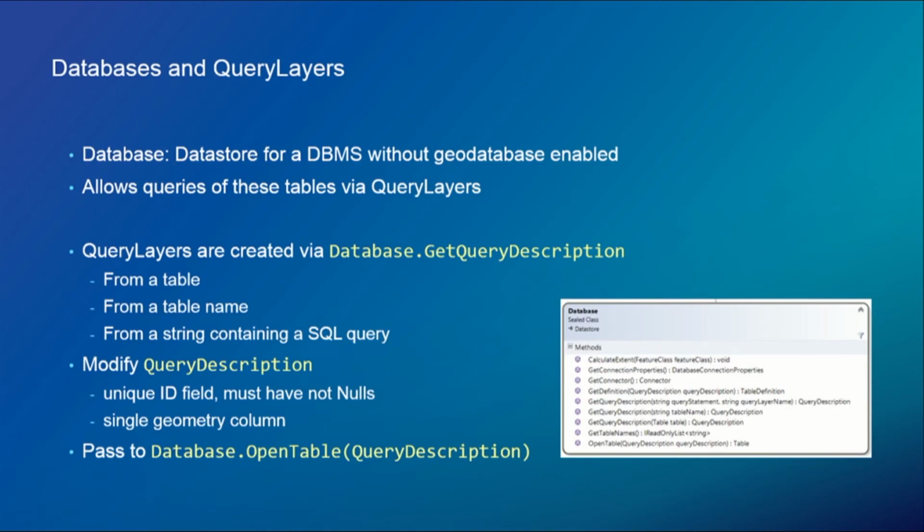Finally, if you have a database, and as I mentioned earlier, a database is a relational database that is not enabled for the geodatabase. For these, you can use a thing called a query layer, and you can query based on a table name or just a straight set of SQL, and that will also get you back a set of rows. So lots of different techniques to do that. In tomorrow's session, we'll talk more about when you use one versus the other.